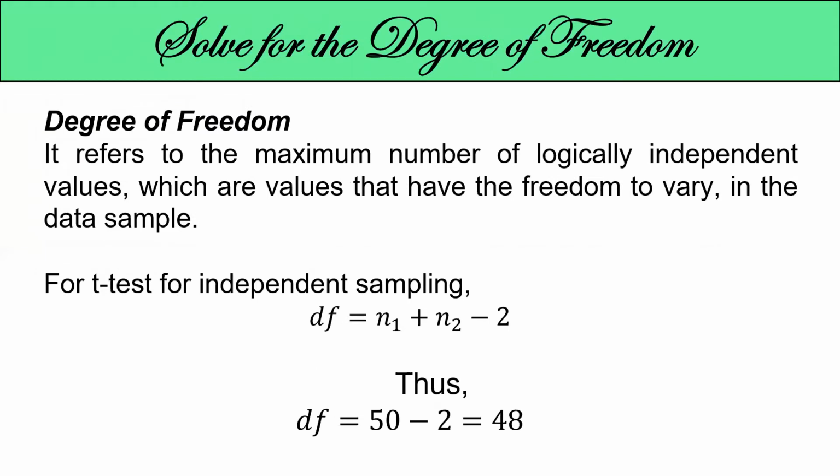So our degree of freedom, if no one knows the definition, refers to the maximum number of logically independent values, which are values that have the freedom to vary in the data sample. For t-test for independent sampling, our degree of freedom is equal to n sub 1 plus n sub 2 minus 2, given that n sub 1 plus n sub 2 is the total number of male and female. Of course, we all know that the total number is 50, since 50 is our number of participants. So 50 minus 2 is 48.